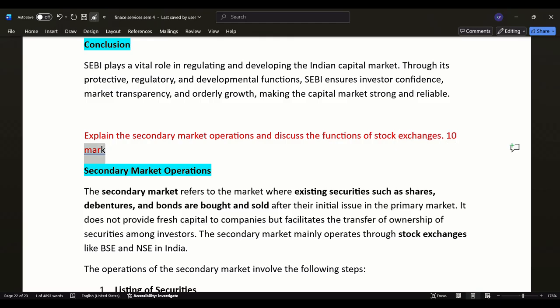10 marks. Secondary market operations. The secondary market refers to the market where existing securities such as shares, debentures, and bonds are bought and sold after their initial issue in the primary market. It does not provide fresh capital to companies but facilitates the transfer of ownership of securities among investors. The secondary market mainly operates through stock exchanges like BSE and NSE in India. The operations of the secondary market involve the following steps.